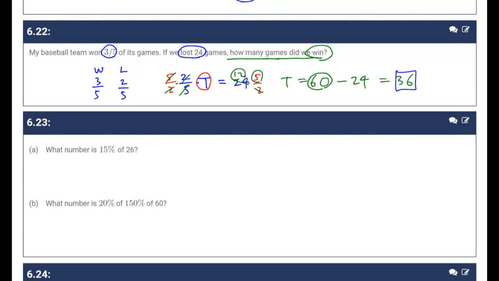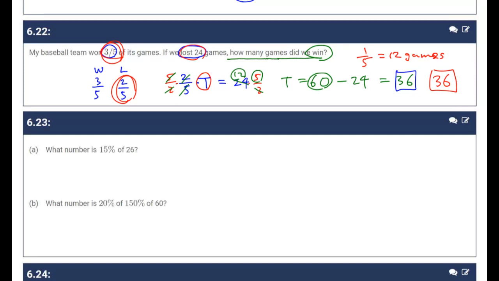Or you could think of it this way too. Well, they said 2/5 of the total number of games is 24. Then 1/5, which is half of 2/5, will be half of 24, which is 12 games, right? Now, if 1/5 of the games is 12 games, 3/5 of the games, which are the games they won, will be 3 times 12 games, which is 36. That's more of an intuitive way, and it could be a little faster.